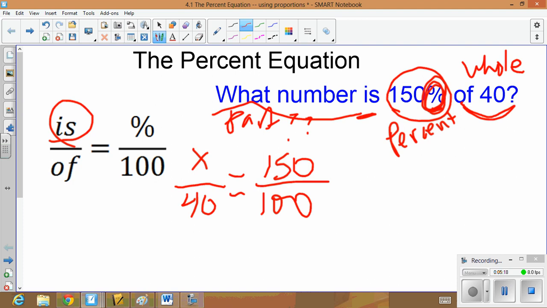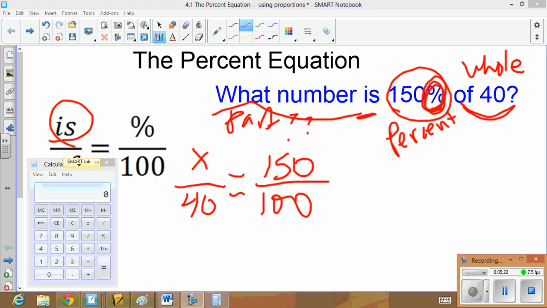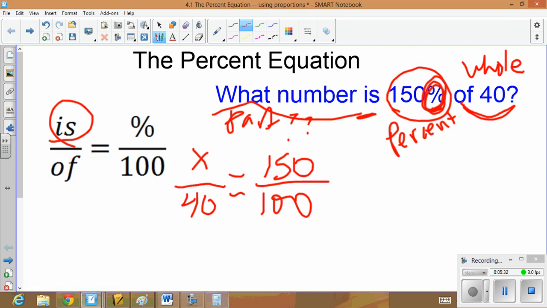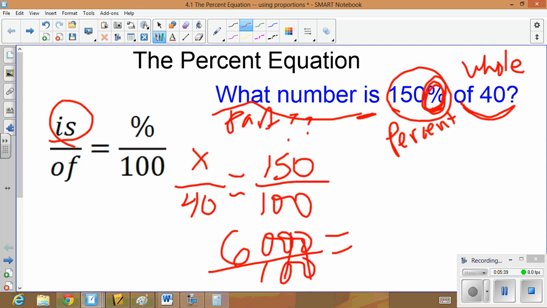So what we're going to do is multiply. Take out your calculators, and we are going to multiply 150 times 40, and we get an answer of 6,000. And we're going to divide that by 100, and we'll get an answer, cross out the zeros, we get an answer of 60. So that means my part is 60.